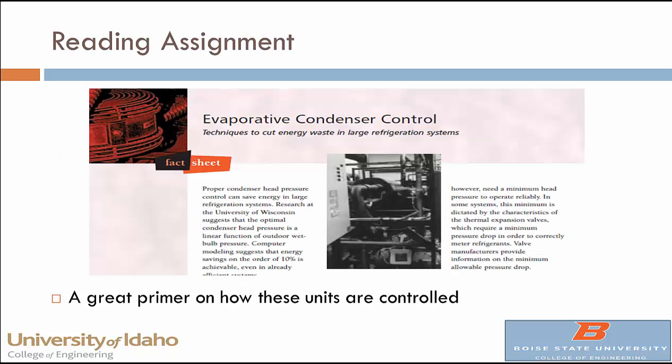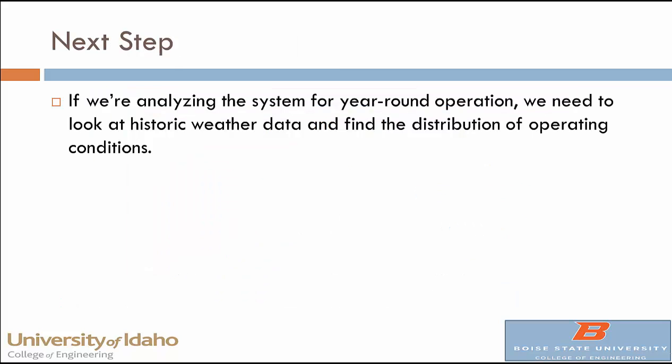So I gave you a reading assignment that comes from the University of Wisconsin. They've got a great center on industrial refrigeration systems, and it highlights all these different kinds of evaporative condenser control and the kind of analysis you can do to minimize energy consumption. And that's what we're trying to do here. So that's the operation in a nutshell.